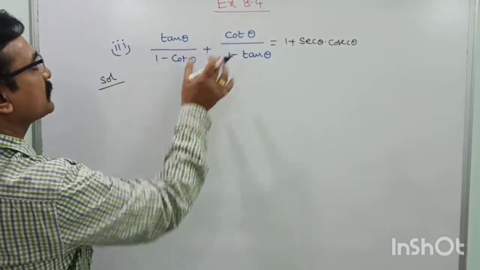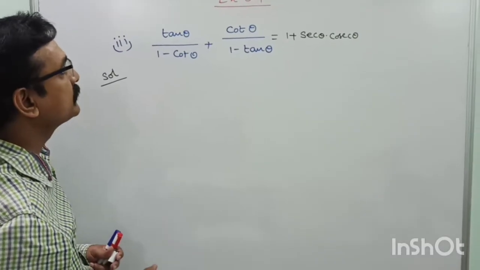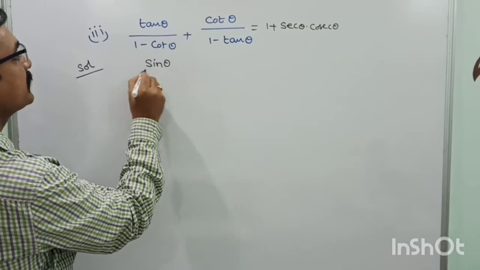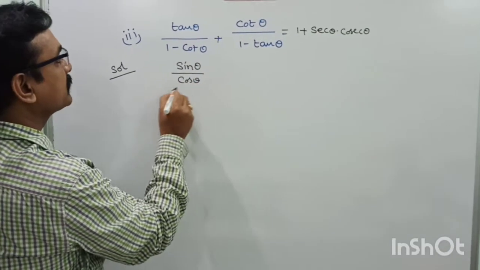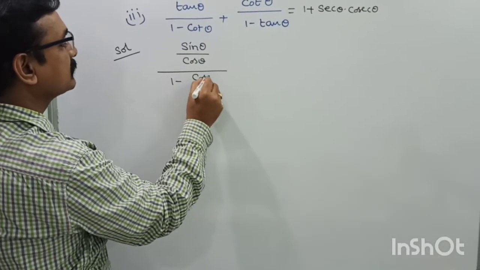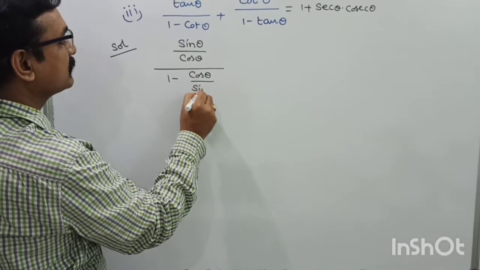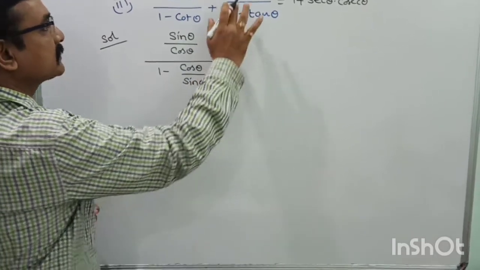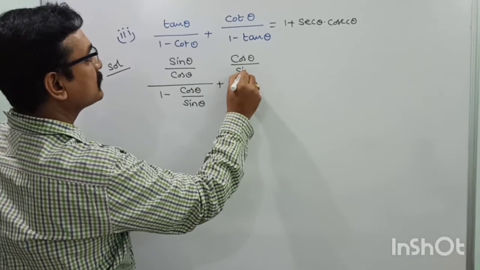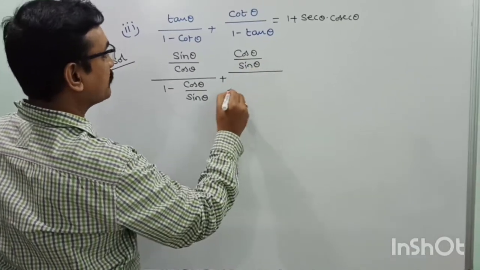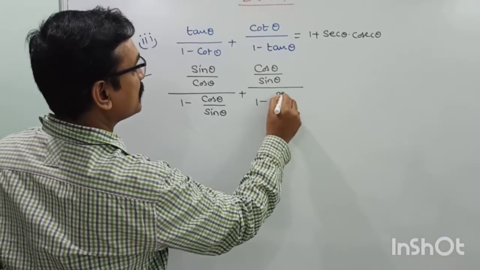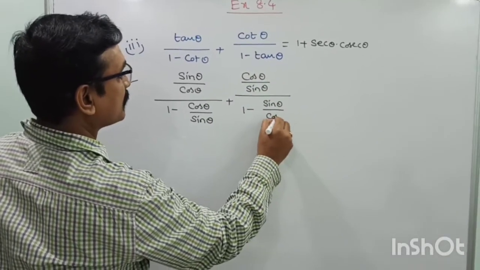First convert all the terms into sine and cos terms. Tan theta we can write here sine theta by cos theta, by 1 minus cot, which we can write here as cos theta by sine theta, plus again cot we can write here as cos theta by sine theta, by the denominator tan, which we can replace with sine theta by cos theta.